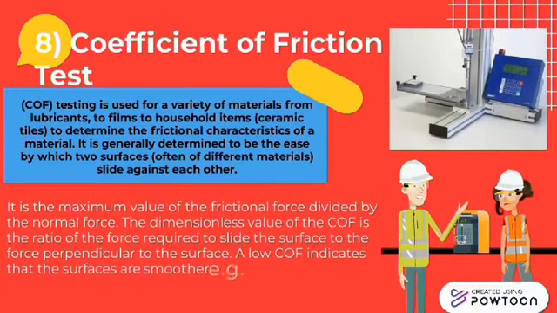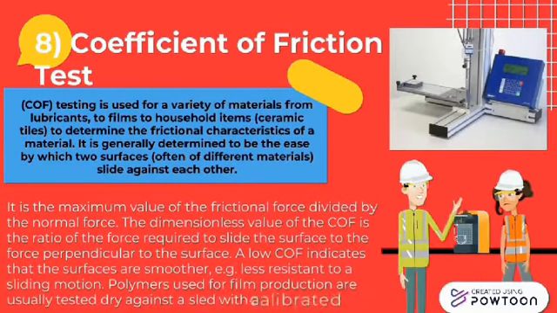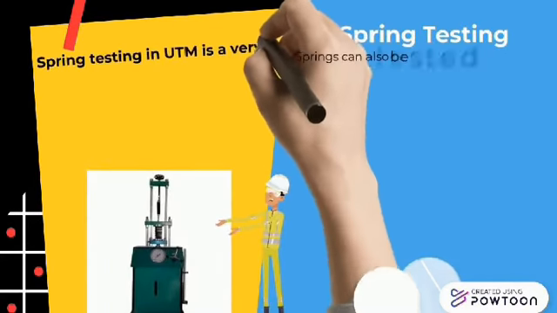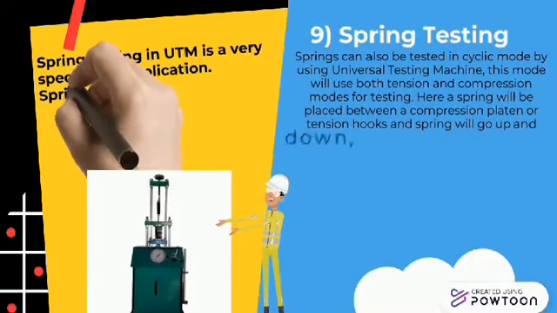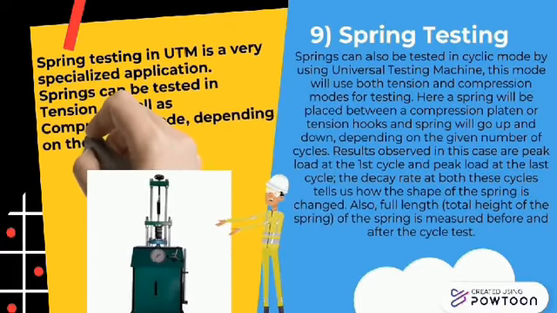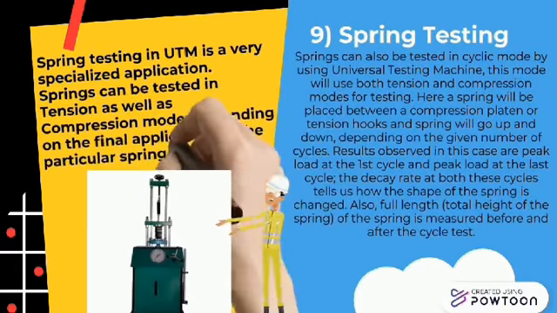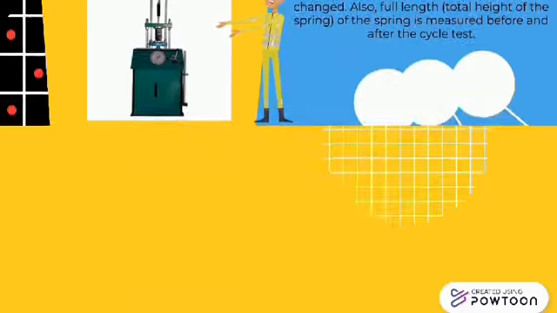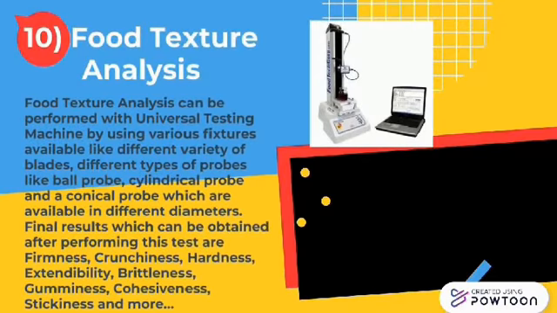Coefficient of friction test. This is to evaluate the smoothness between two materials. Friction testing is performed by sliding one material over another at specified test conditions. A very specialized application is spring testing at UTM. Springs can be checked in tension as well as compression mode, depending on the final application of the particular spring. Springs can also be tested using the universal testing machine in cyclic mode, which would use both tension and compression modes for measuring.